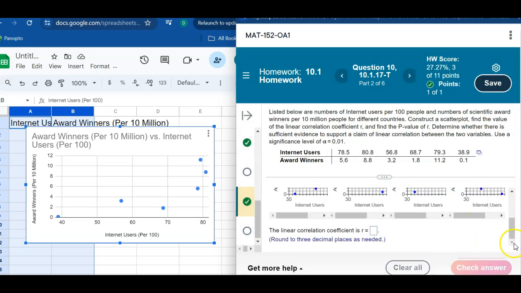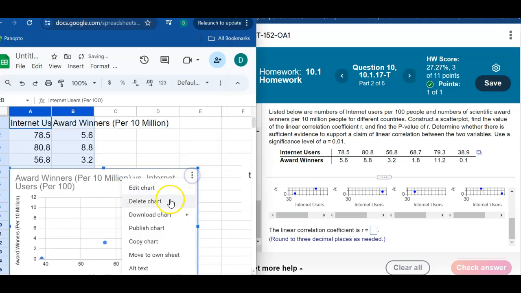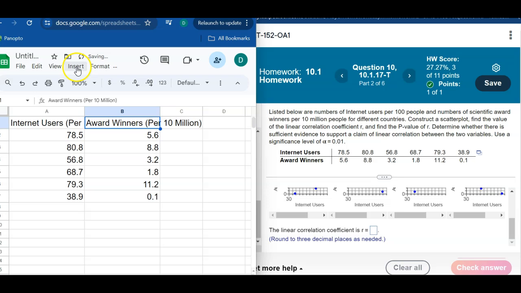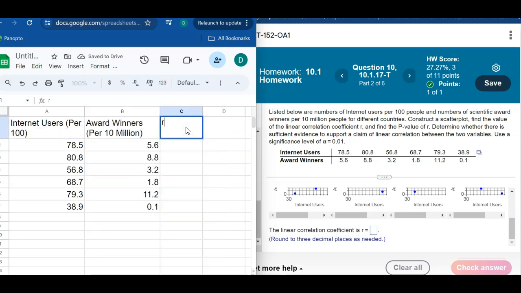Alright, now it wants, what is the correlation coefficient? I'm going to delete this scatter chart since I got that answered. I'm going to wrap this so it's out of the way. Same thing here. Format, wrap. And then I'm going to put R here. I just label it here and then actually run the correlation here.